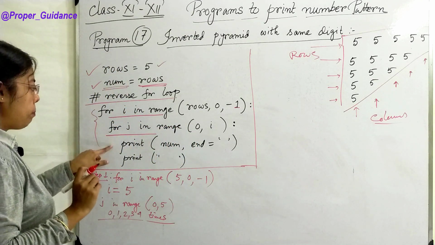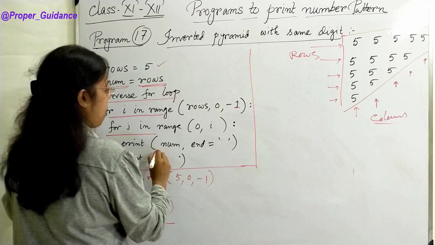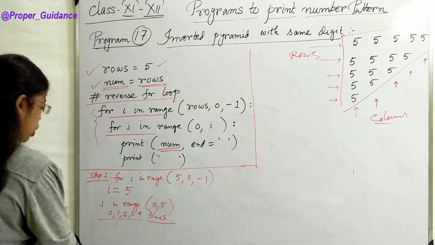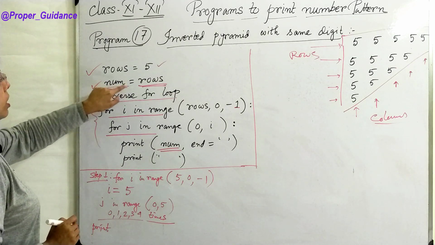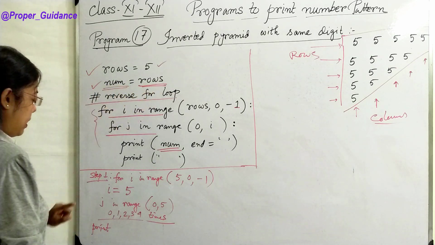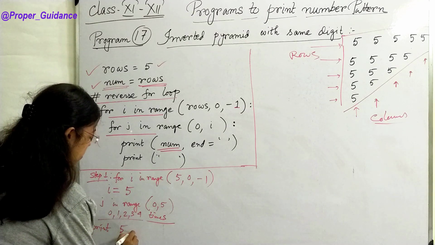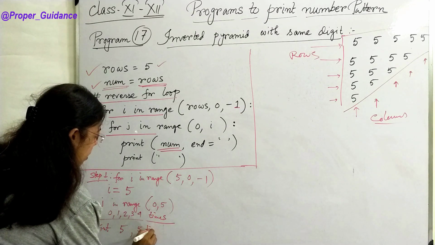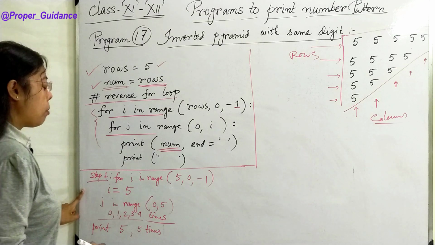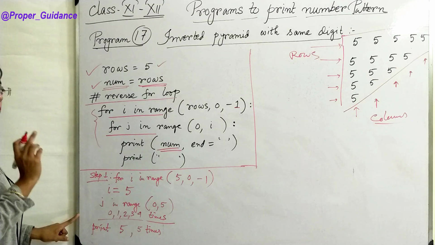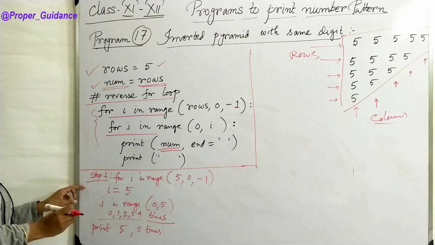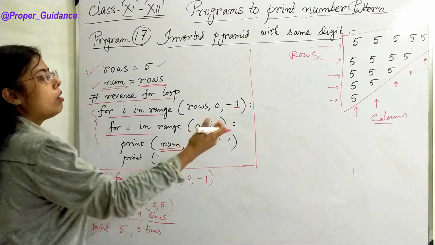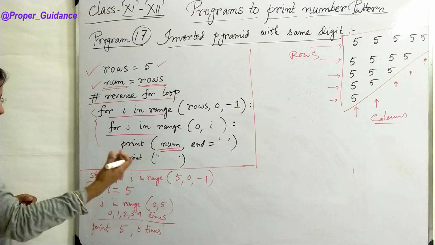5 times it will print what? It will print num. Num equals rows. That is, print 5 times. This is step number 1. This step is very important. If you understand the first step, it is very easy to understand the rest of the steps.